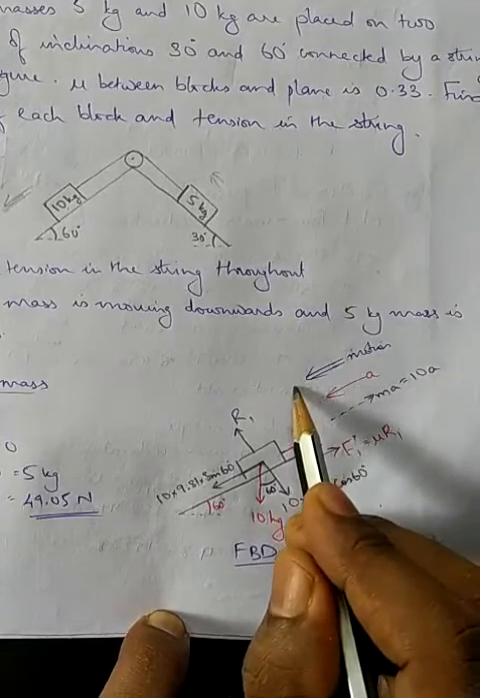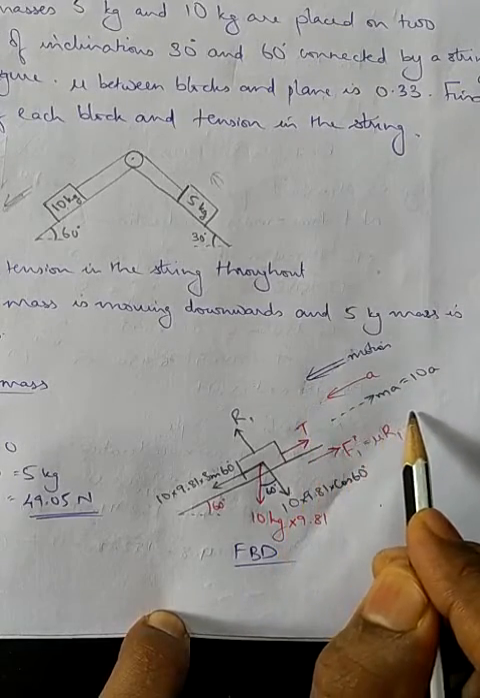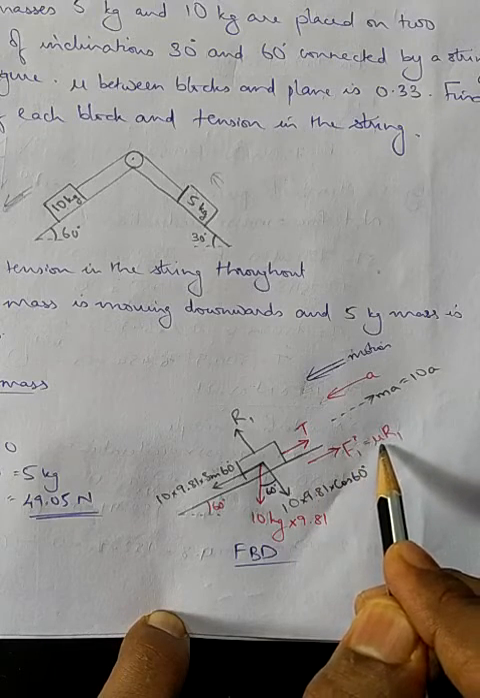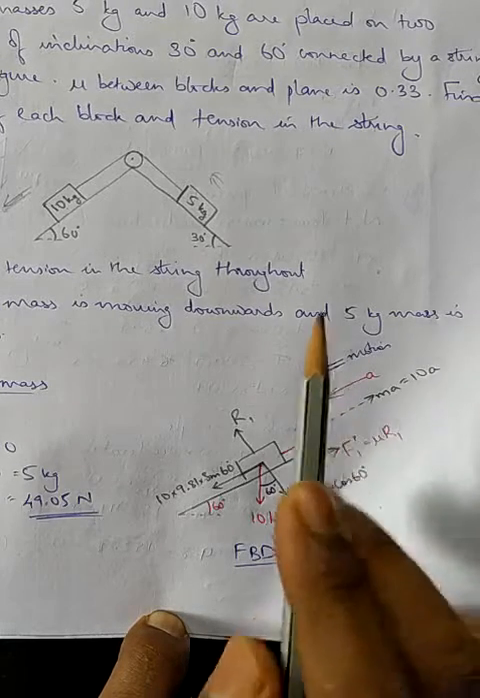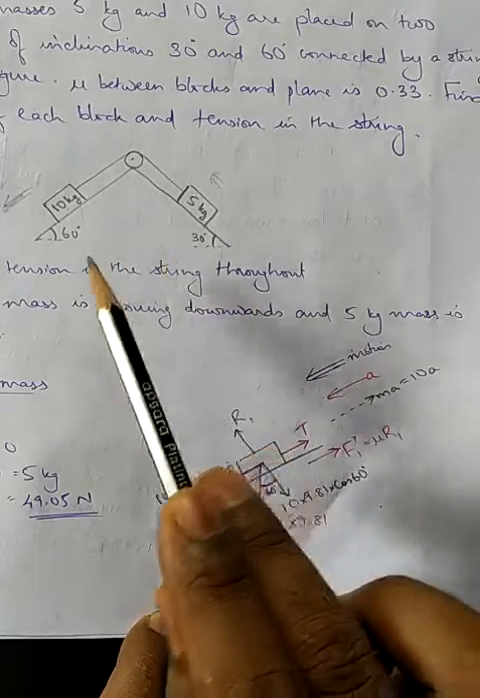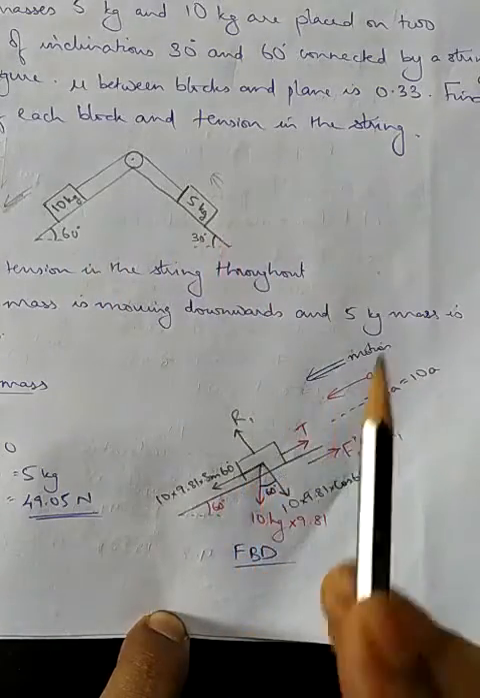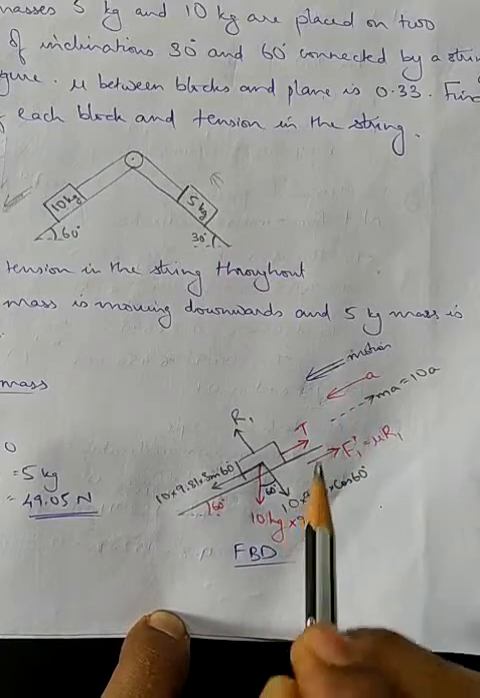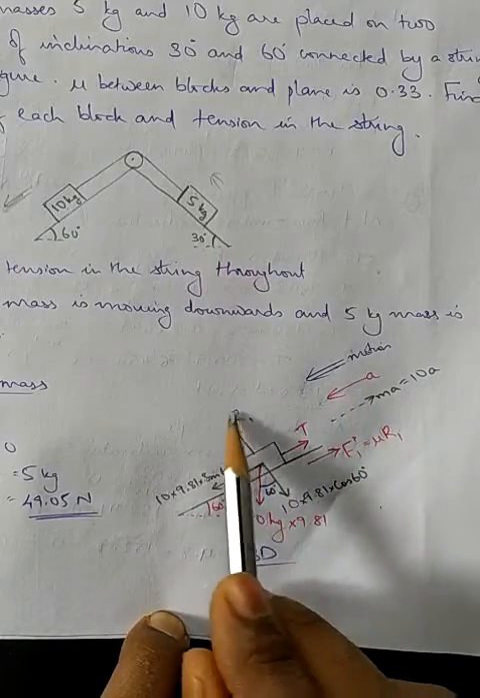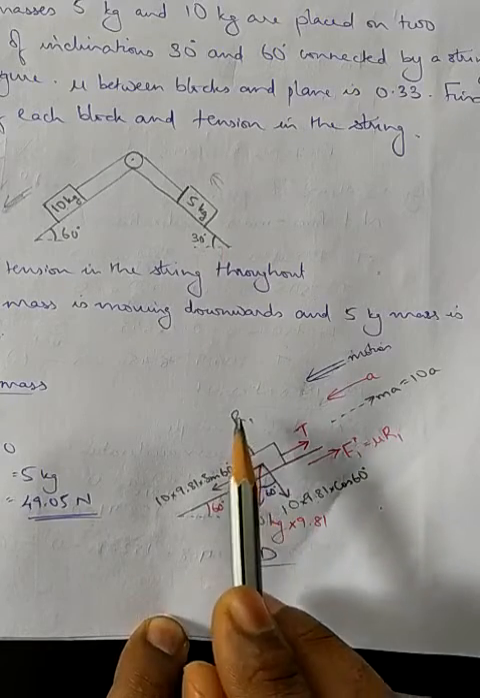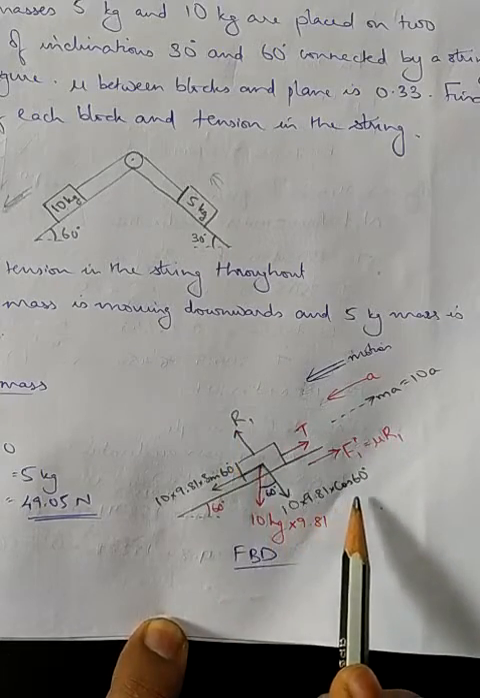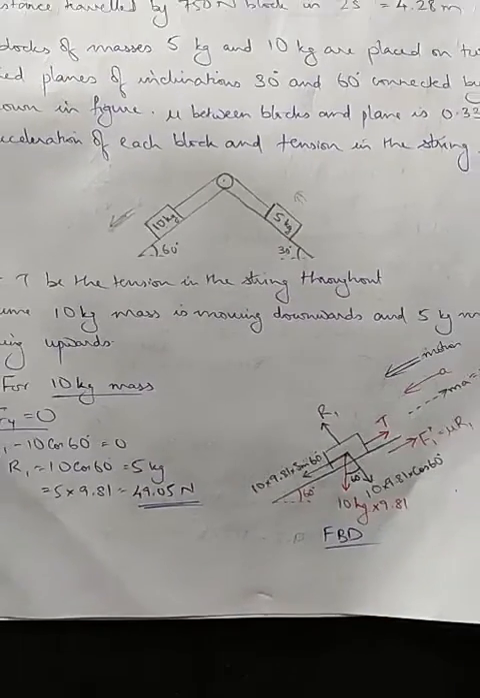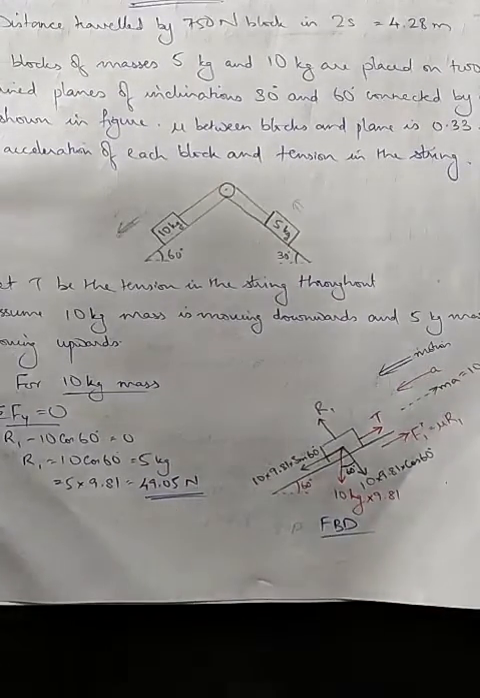So as the direction of motion is downwards, frictional force will be upwards. So F1 star equal to mu1 into R1, or we can represent it as mu itself, since the mu between blocks and plane is same for all the cases and it is 0.33. So we can represent it as mu itself into R1. Now how to calculate R1? Summation of force in this direction will be equal to 0, which means R1 minus 10 into 9.81 into cos 60 will be equal to 0. So you will be getting R1 as 49.05 Newton.